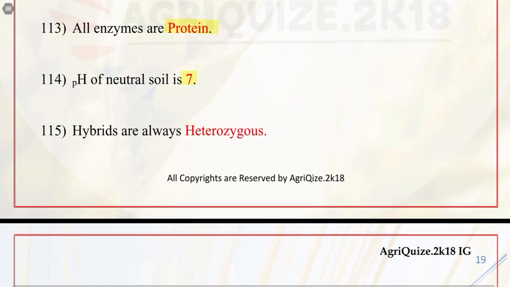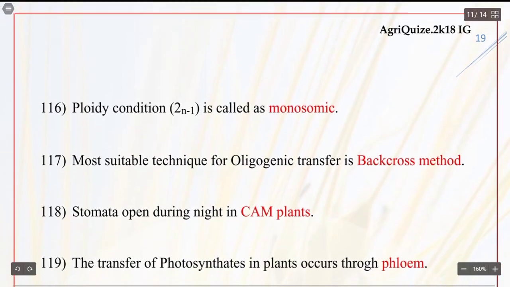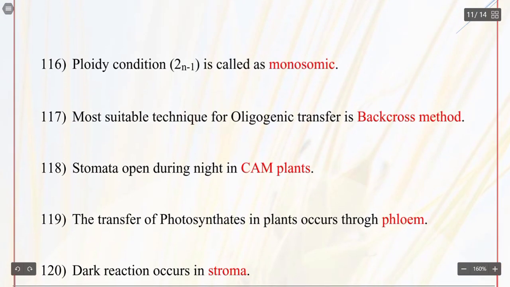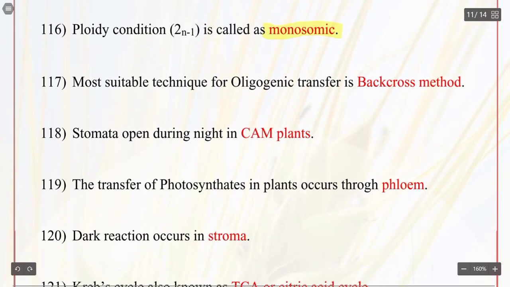Next, hybrids are always heterozygous. Next, ploidy condition 2n-1 is called as monosomic. Question 117. Most suitable technique for oligogenic transfer is backcross method.